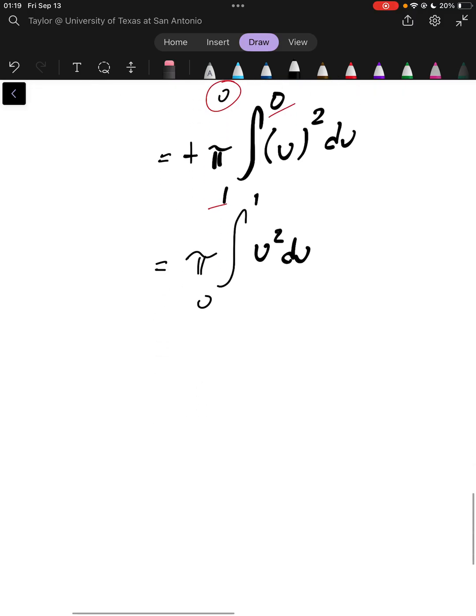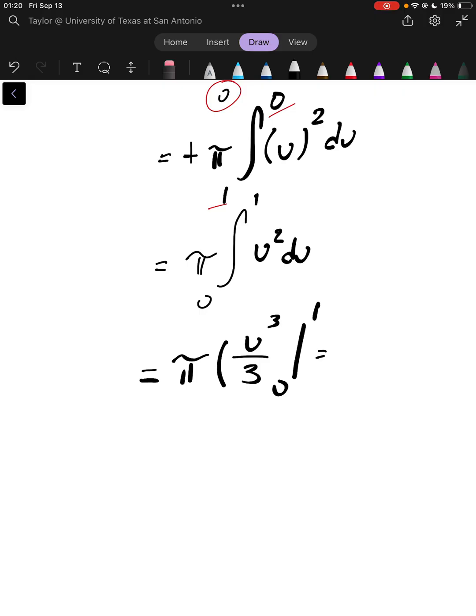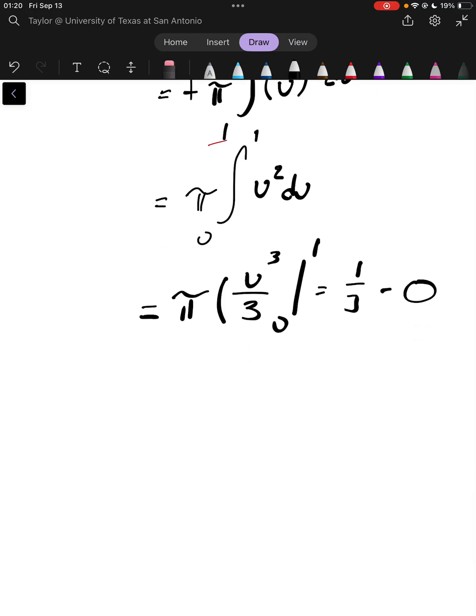Now we can go ahead and evaluate this integral, giving us pi times u to the third over 3 on the bounds 0 to 1, which equals 1 over 3 minus 0, giving us pi over 3.